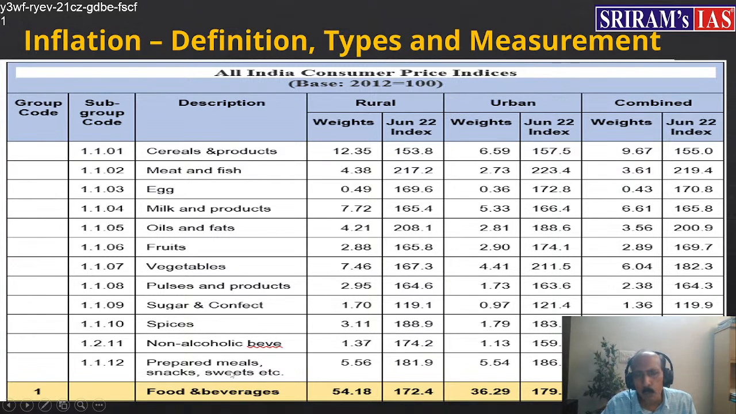Food and beverages, you see the kind of items we have included. All these items are those which we consume daily, on a day-to-day basis, to meet our food requirements, and the weightage given to them is indicated in red, that is 45.86%. The highest weight is given to this category.